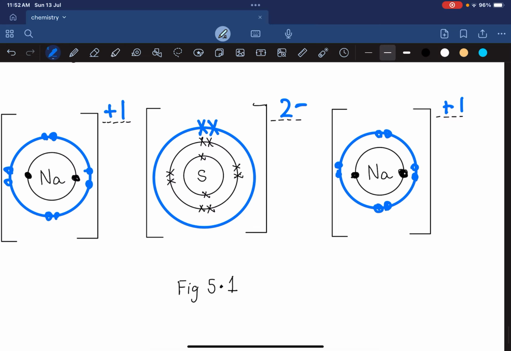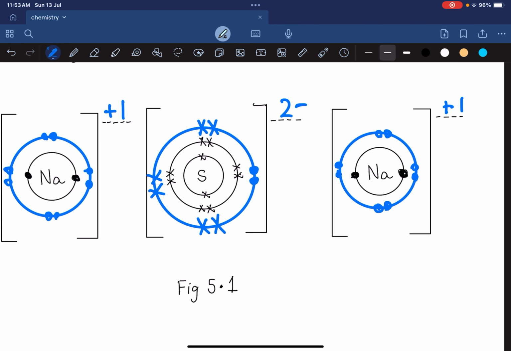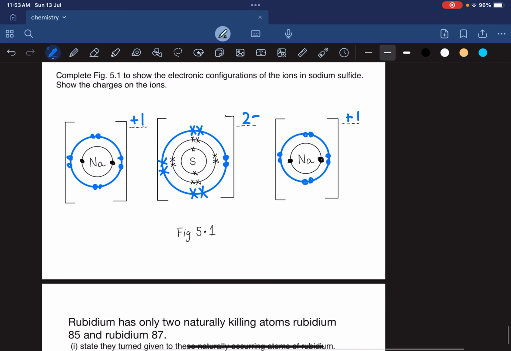So over here 1, 2, 3, 4, 5, 6, and the trick comes here, because this is S 2 negative, that means it has gained 2 electrons, one from each sodium. So these 2 electrons are going to be circles, not crosses, because a cross means a sulfur electron, but we have just gained 2 electrons from sodium, so they're going to be 2 dots. Okay, you just had to be careful about this.